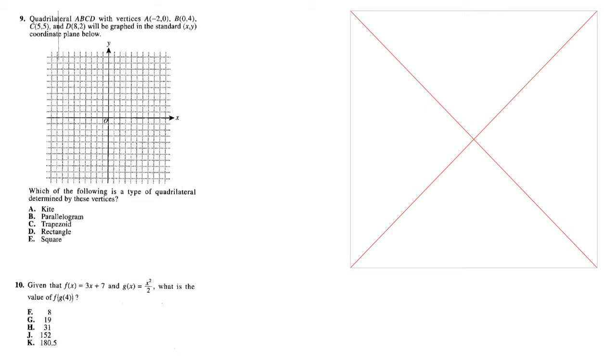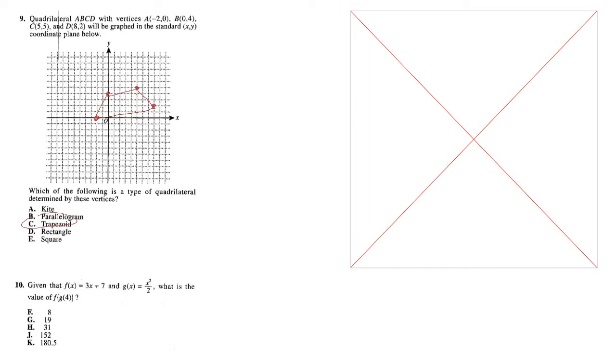We do need to plot our points, so we have -2, 0. We have 0, 4. We have 5, 5. 3, 4, 5. 1, 2, 3, 4, 5. And then we have 8, 2. Well, there was 5, 6, 7, 8, up 2. All right, and so it looks as if we connect these, we're going to have a trapezoid. So that's going to be answer choice C.